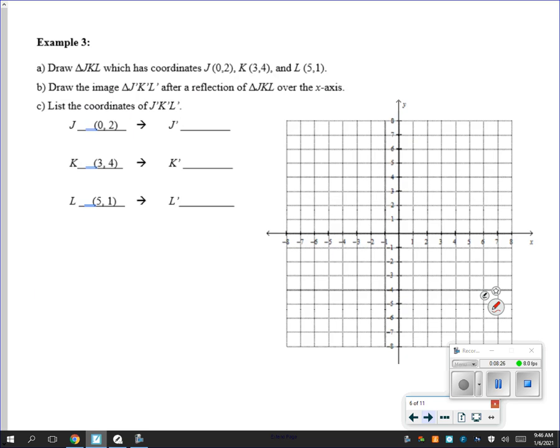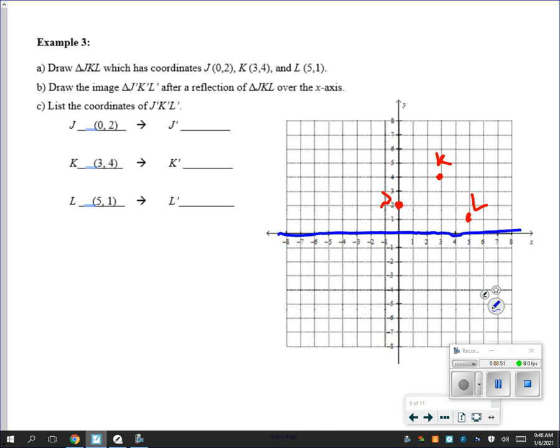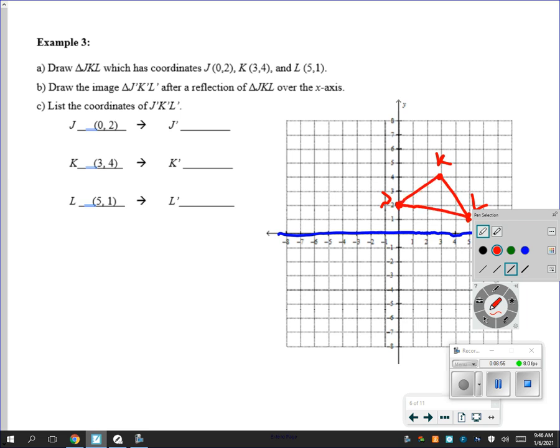All right, so now we're going to graph, and we're going to go over the x-axis. So 0, 2. There, 3, 4, so J, 3, 4, and we have L, 5, 1. All right, and we're going to be going over the x-axis. So I'll highlight the x-axis here. Because I know it's an x-axis flip, that means I'm going to be going up and down. And what's close stays close, far away stays far away.